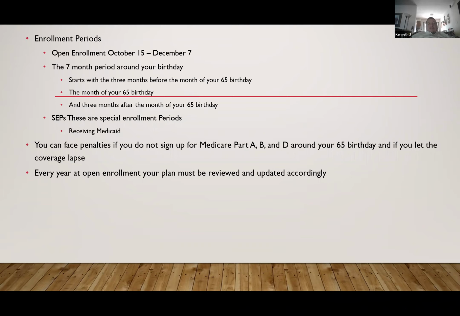You can face penalties if you do not sign up for Medicare Part A, B, and D around your 65th birthday, or if your coverage lapses and you don't use the SEP to sign up for new coverage. Every year you must sign up for new coverage and be reviewed accordingly with Medicare.